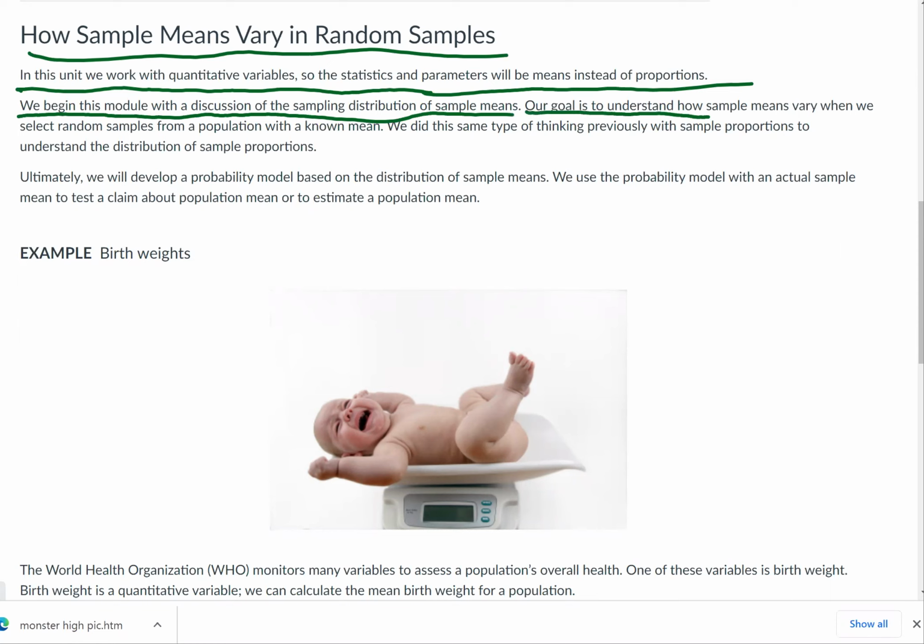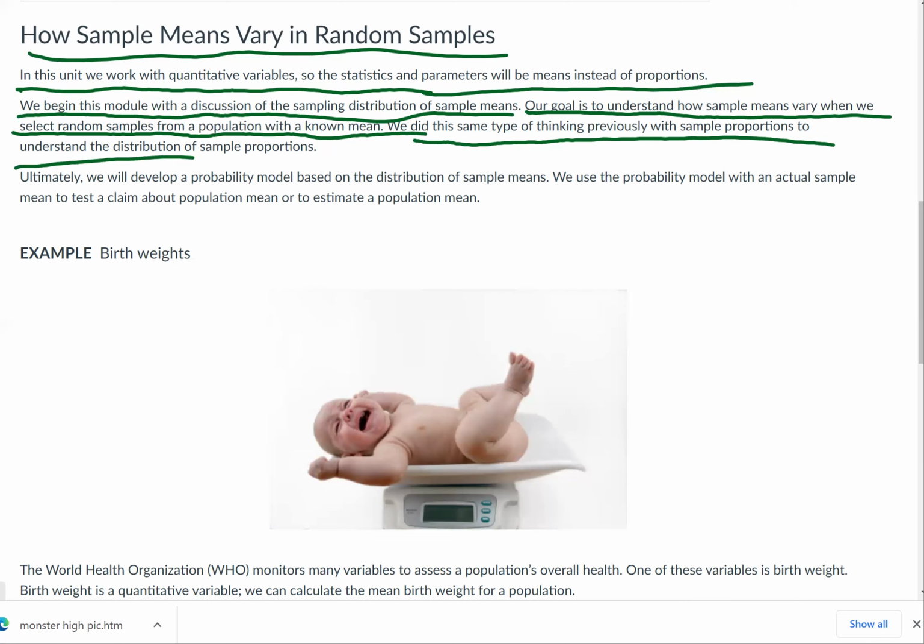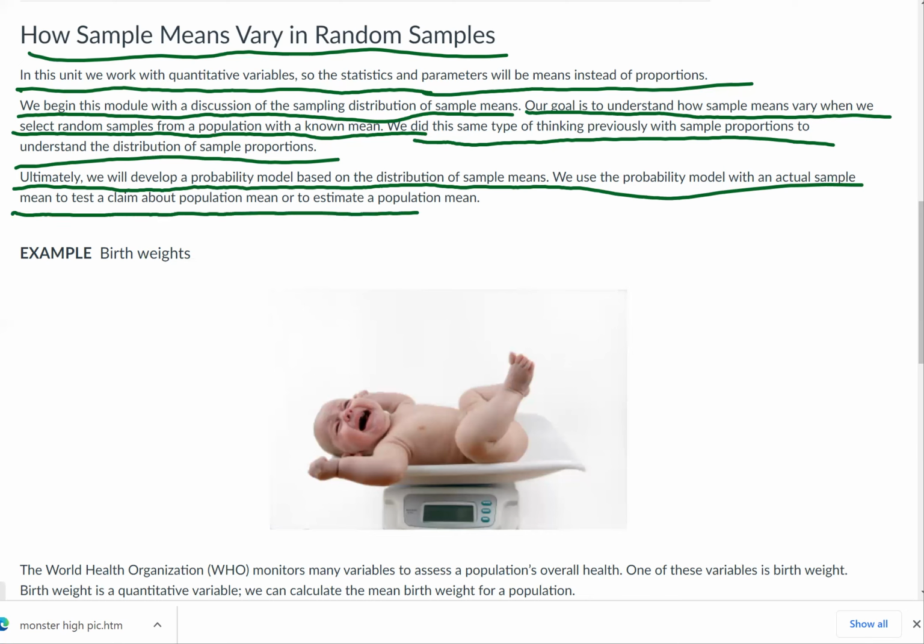Our goal is to understand how sample means vary when we select random samples from a population with a known mean. We did the same type of thinking previously with sample proportions to understand the distribution of sample proportions. Ultimately, we will develop a probability model based on the distribution of sample means. We use the probability model with an actual sample mean to test a claim about the population mean or to estimate a population mean. Either there's going to be a claim about it or we're going to estimate it if we don't know it or we have no idea, there's no claim or anything about it. So let's look at an example just to make this more clear.